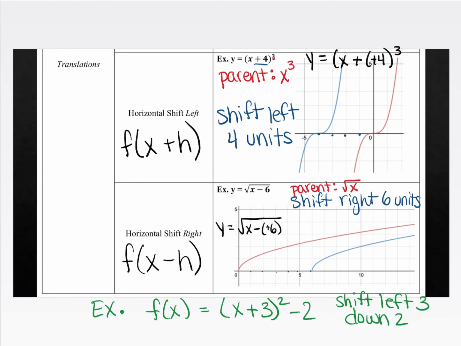So I like to think with the vertical, it kind of matches intuitively what you would think. You're adding to go up and subtracting to go down. But with horizontal, it's the opposite of what you think. You see a positive sign when you're actually going left, and a negative sign inside when you're going right.